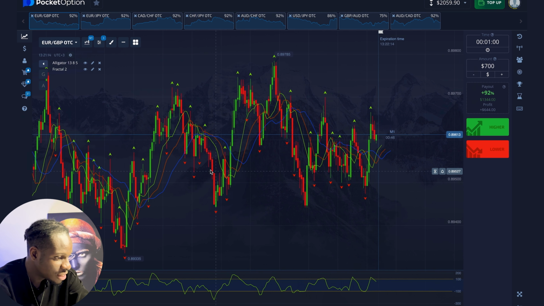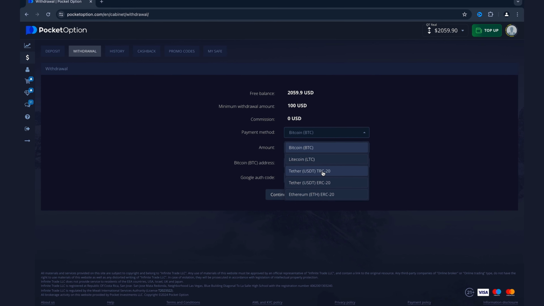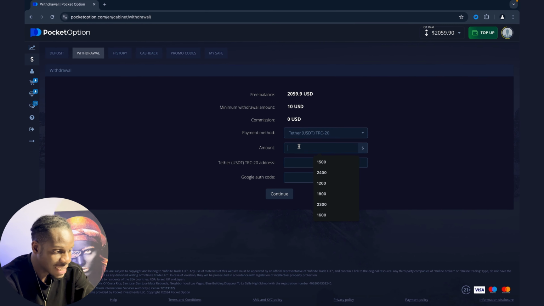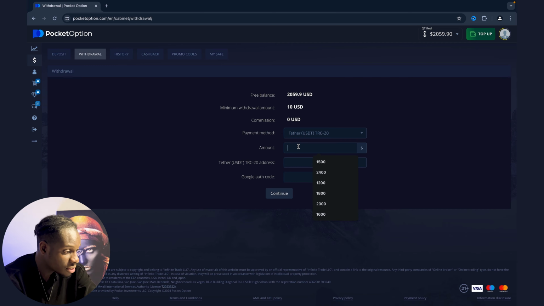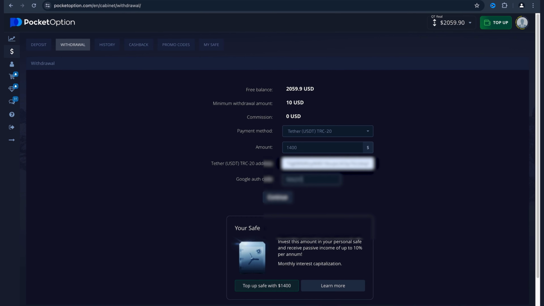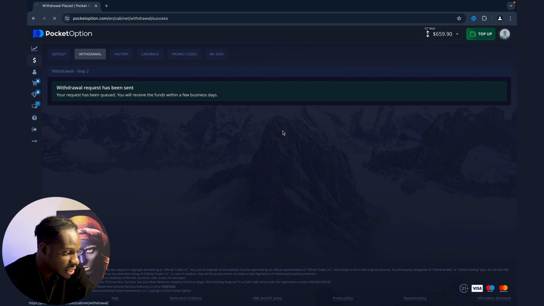Let's go over to withdraw, guys. Today's profit is amounting to $1,400. And the withdrawal operation has been successful.